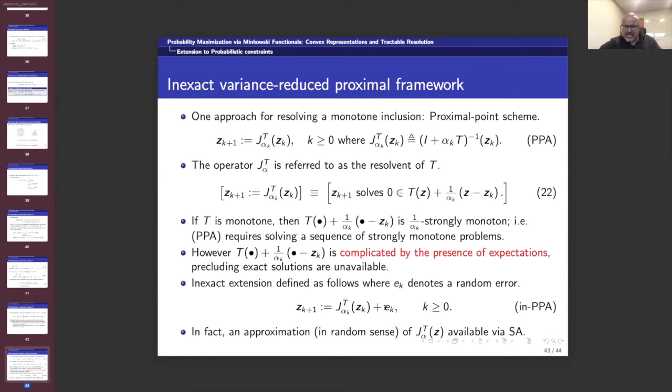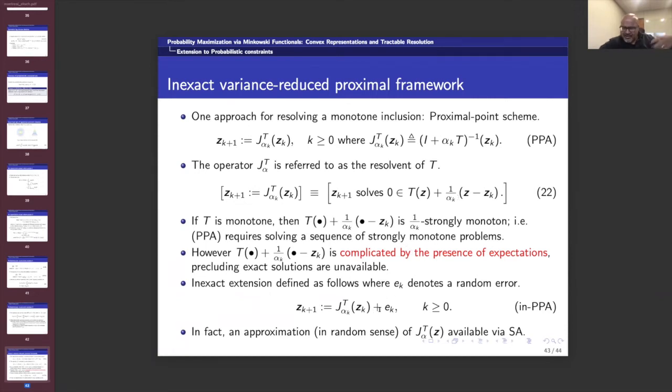And I should note that this EK is not necessarily conditionally unbiased. It's some error. So the question is, how do you compute this inexact resolvent? The way you compute it is you apply a stochastic approximation scheme to the resolution of this strongly monotone inclusion problem, which has expectation valued, where the operator is expectation valued. And what is important to note is that that problem is strongly monotone, but you can still deal with the fact that you have a bias by using a variance reduced approach. And so using that approach, you can get an inexact solution.